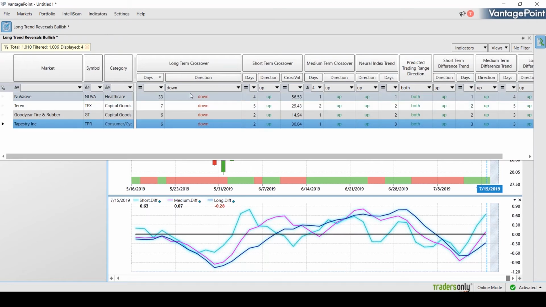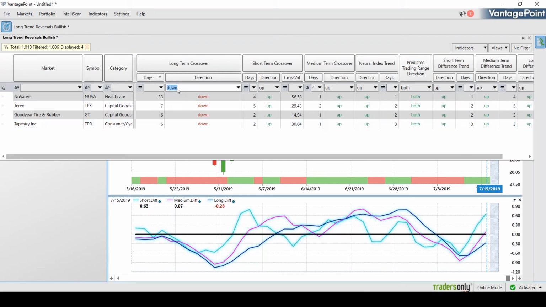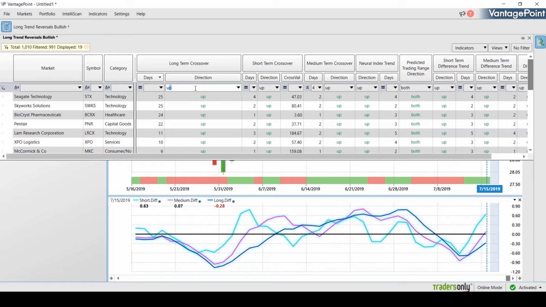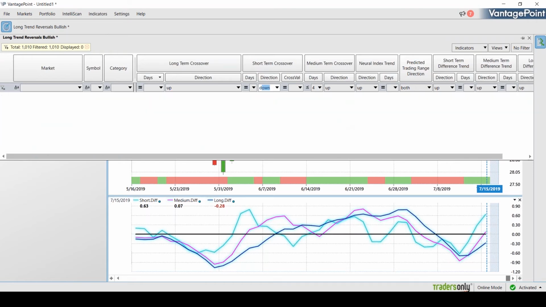Let's flip this one around. So let's go ahead and adjust the long-term crossover. Let's go ahead and put that one up. And we're just going to do the exact opposite here, aren't we? We'll filter that one down. We'll filter that one down. We'll filter that one down.